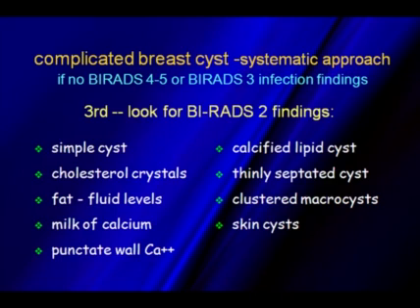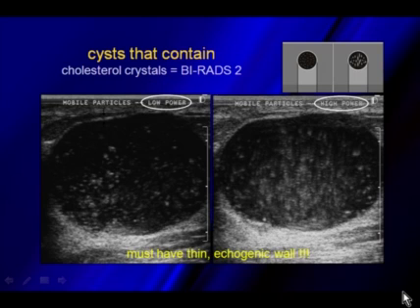We can have cholesterol crystals within the cyst. We can have the fat fluid level, milk of calcium. You can get punctate calcifications within walls of cyst. We can see calcified lipid cyst, thinly septated cyst, clusters of macrocyst, and also cysts that arise from the skin. All of these basically would be classified as a BI-RADS 2 finding.